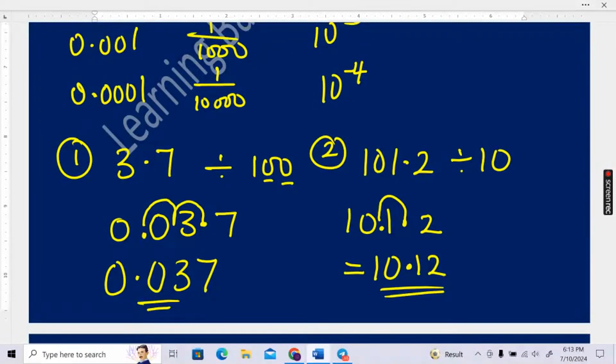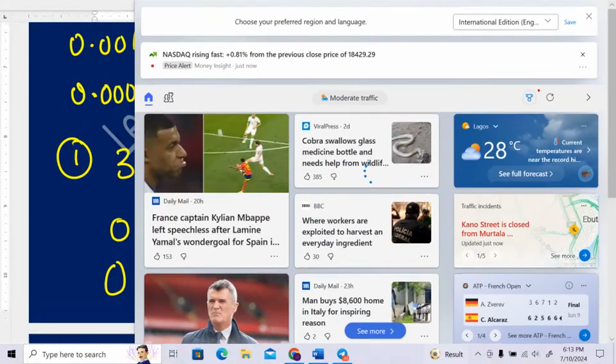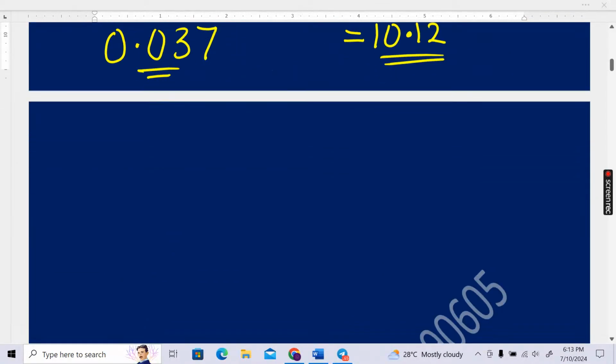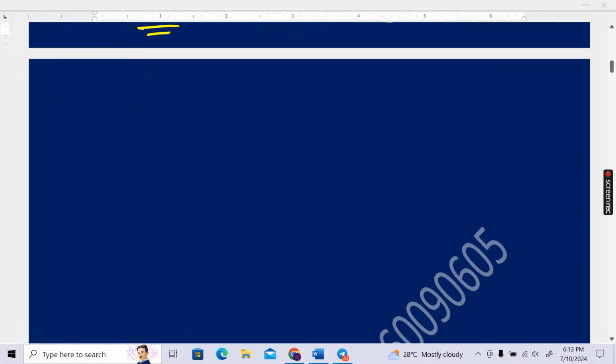So don't forget that we are having a revision of what we have learned before we can learn something new. It is good to always revise. Now, the third one, let's move on to multiplying decimals by powers of 10. That's example 3. You also learned how to multiply decimals by powers of 10.